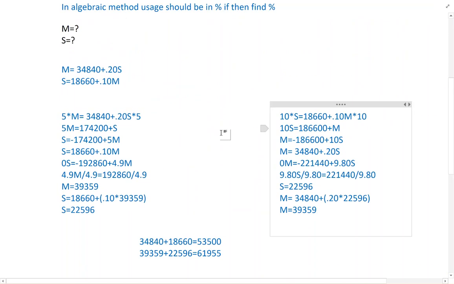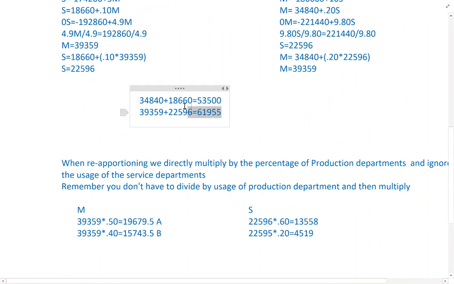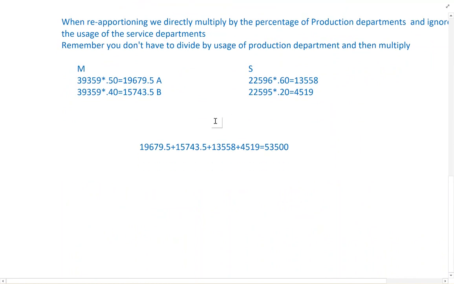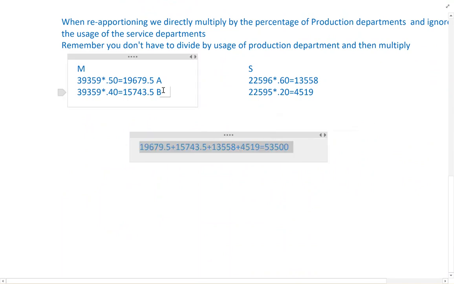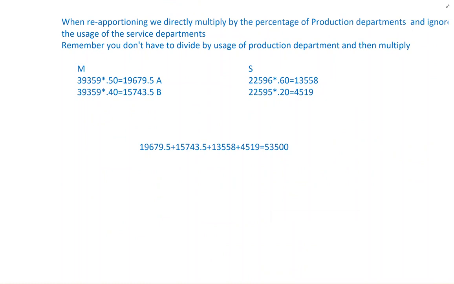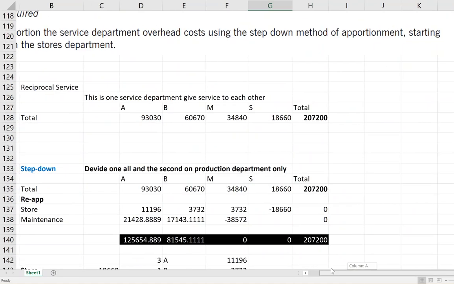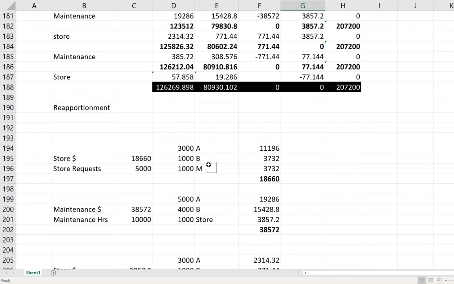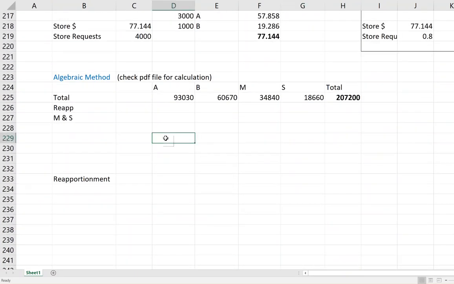Okay, so even though the figure given by the algebraic method for each individual department is different, more than the original figure, the thing is, we take that and we divide it. We only take the percentage of production departments. So we have left about 10% here. We've left about 20% here. So now just take that figure. Remember, we are doing both of them together. Individually, they will not make sense. Collectively, both of them are reapportioned.